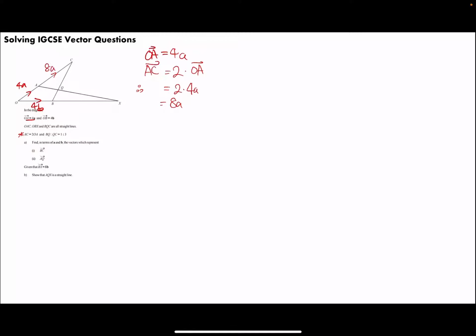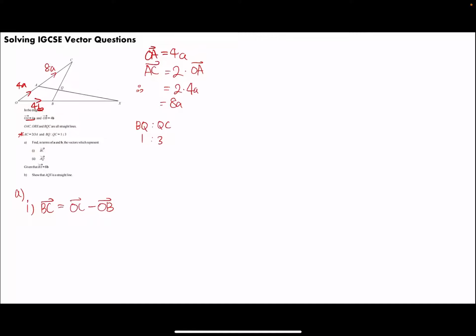Then BQ and QC are in the ratio 1 to 3, right? Actually, we'll just start off with BC first. So as you know, BC is equal to OC minus OB.